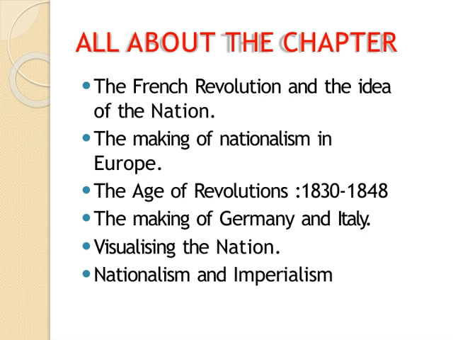We'll also examine the age of revolutions between 1830 and 1848, a period marked by widespread upheavals and the push for national self-determination. Then, we'll see how the modern nations of Germany and Italy were formed during this time, unifying regions that had long been divided. We'll also discuss how people visualize the nation through symbols, flags, and cultural expressions, making the idea of a shared identity more tangible. Finally, we'll look at the relationship between nationalism and imperialism, understanding how the desire for national strength sometimes led to expansion and dominance overseas.